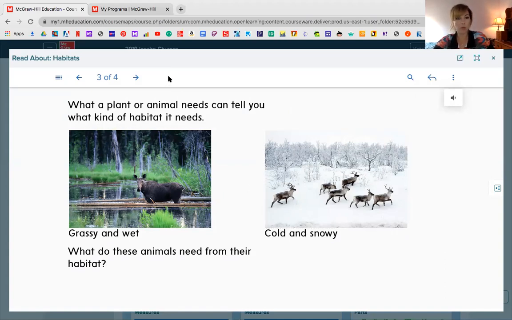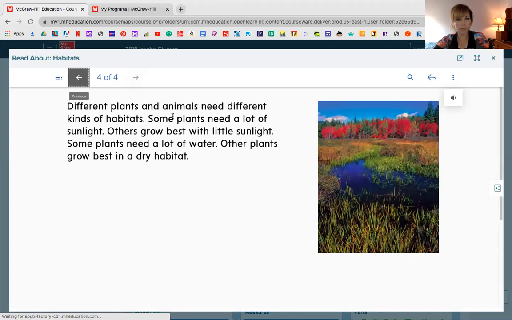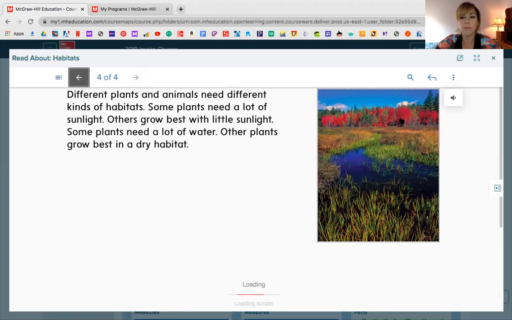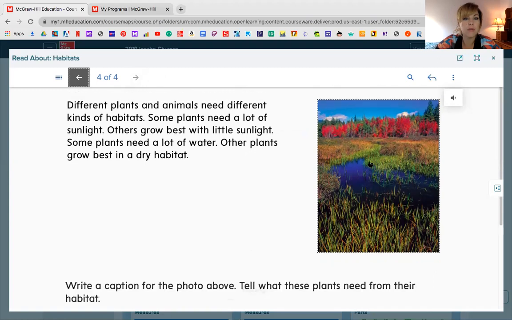All right, let's go ahead and go to page 64. A beautiful grassland area. It says different plants and animals need different kinds of habitats. Some plants need a lot of sunlight. Others grow best with a little bit of sunlight. Some plants need a lot of water, and other plants grow best in a dry habitat. So we're definitely learning that plants don't all need the same amount of water. They don't all need the same amount of sun.